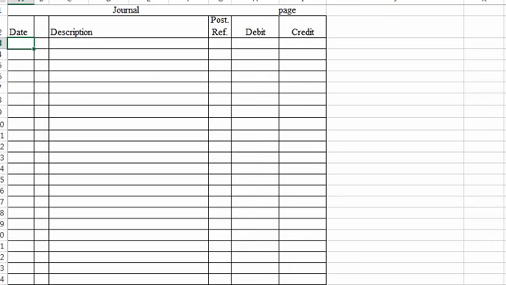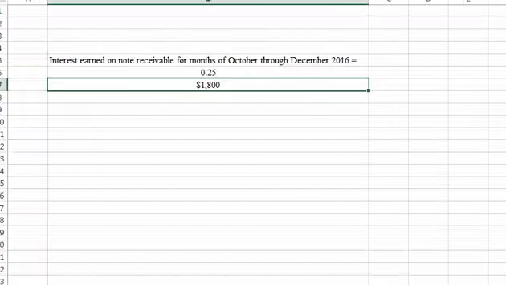Okay, so we'll come back to our journal, and this is number 1. Okay, we're going to debit interest receivable, which is an asset account. Companies earn this interest even though they're not going to be paid it until next year. It's an asset for them at year end because they earned it in fiscal year 2016. And that was what, $1,800, right? Double check. Yes.